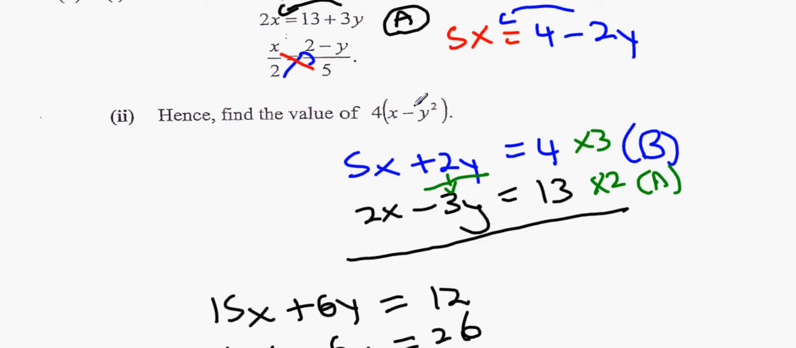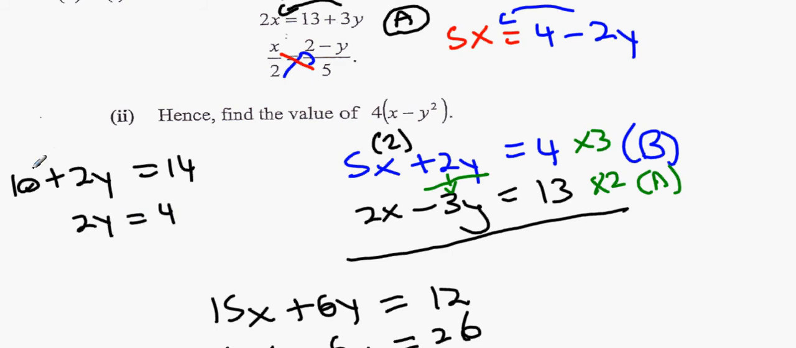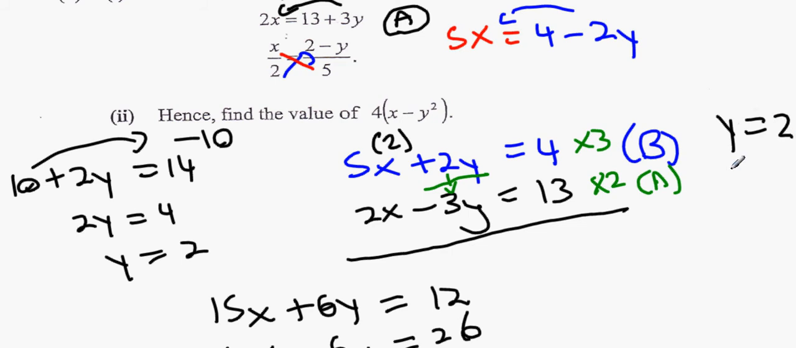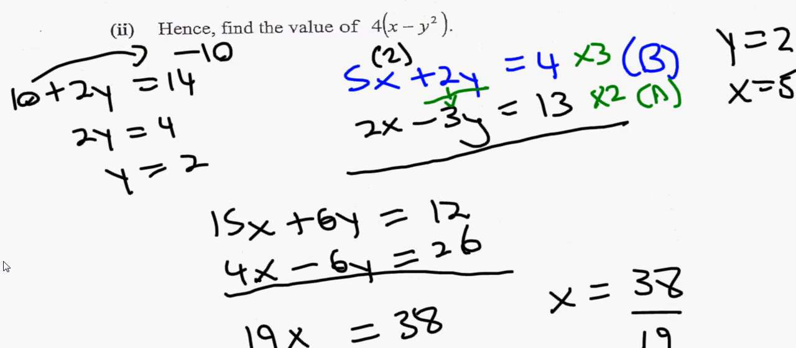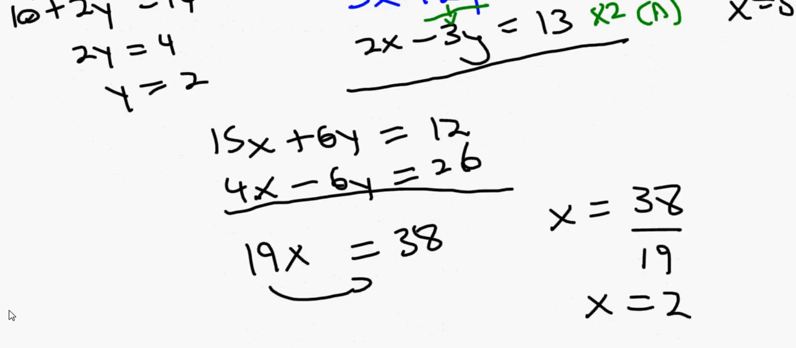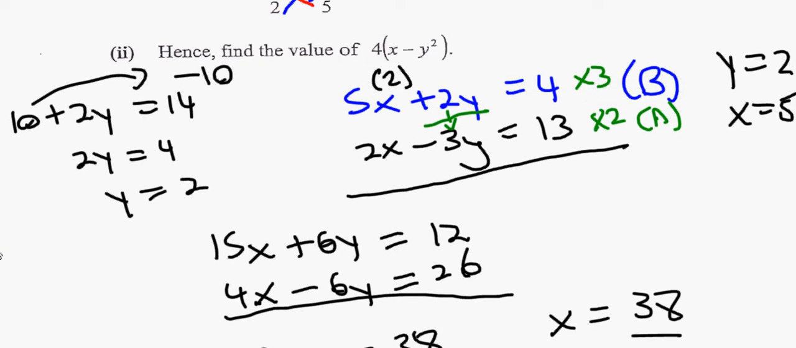So that's going to be 5 times 2. 5 times 2 is 10. 10 plus 2y equals 14. 2y has to be equal to 4, therefore. Bring over the 10 to the other side, change it to minus 10. y therefore is equal to 2. So our answers are y equals 2 and x equals 2.